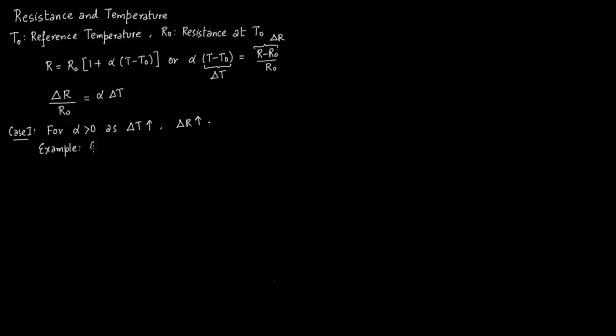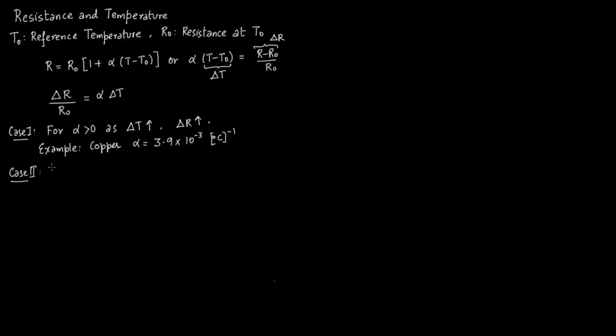Copper has alpha equal to 3.9 times 10 to the power of minus 3, and the units of alpha are degree centigrade to the power of minus 1. So for copper, as you raise the temperature, the resistance will increase.